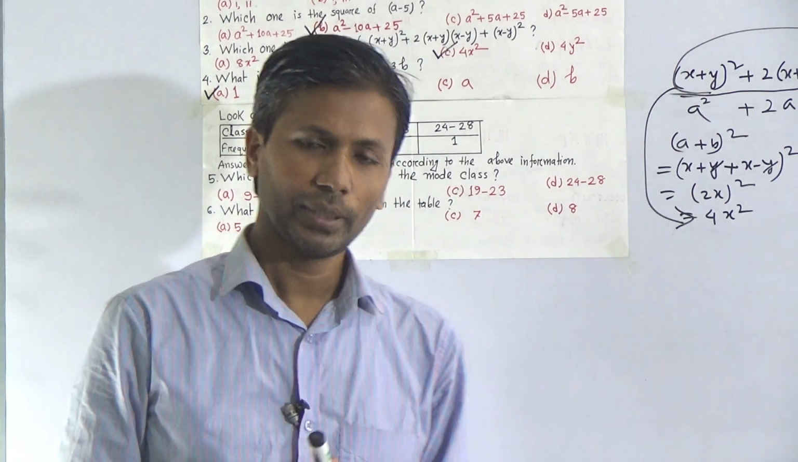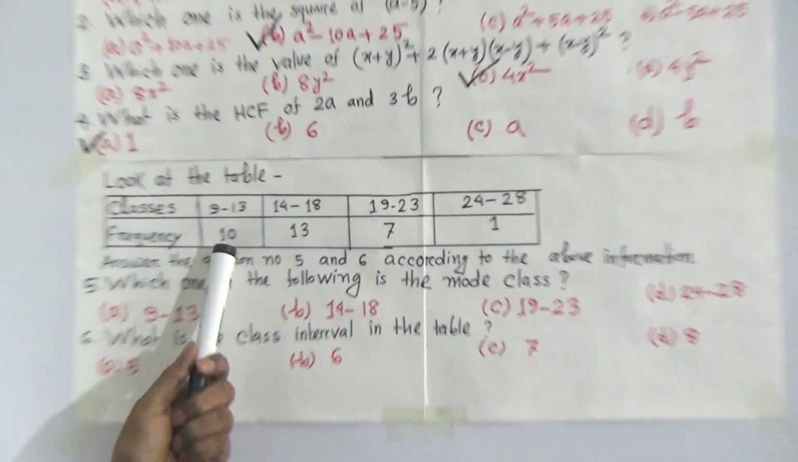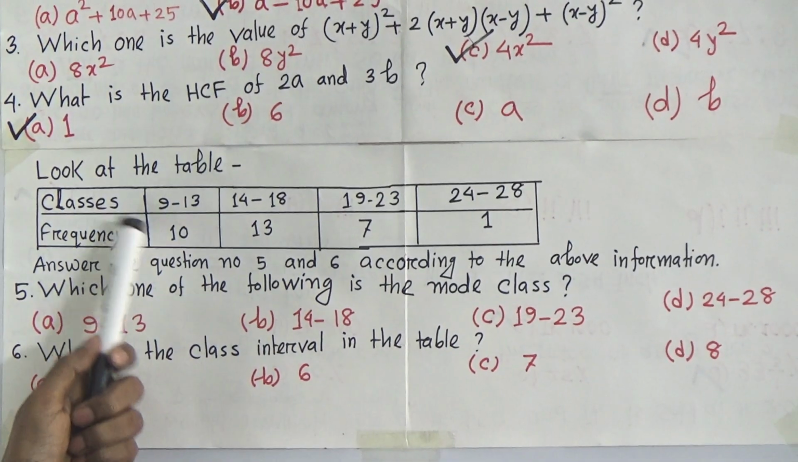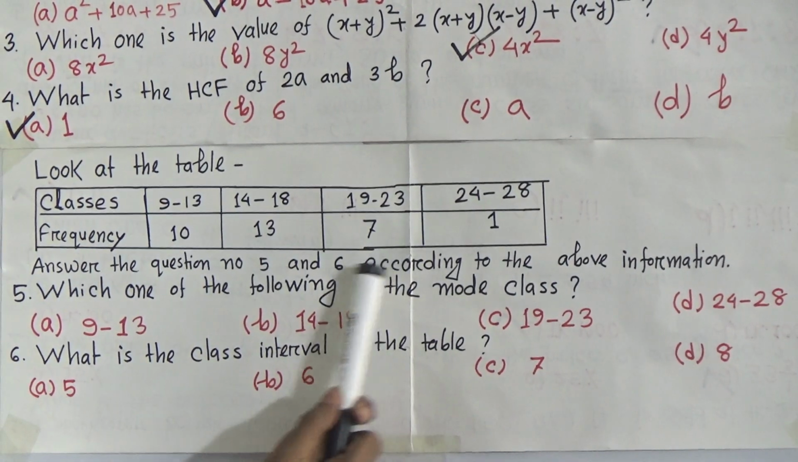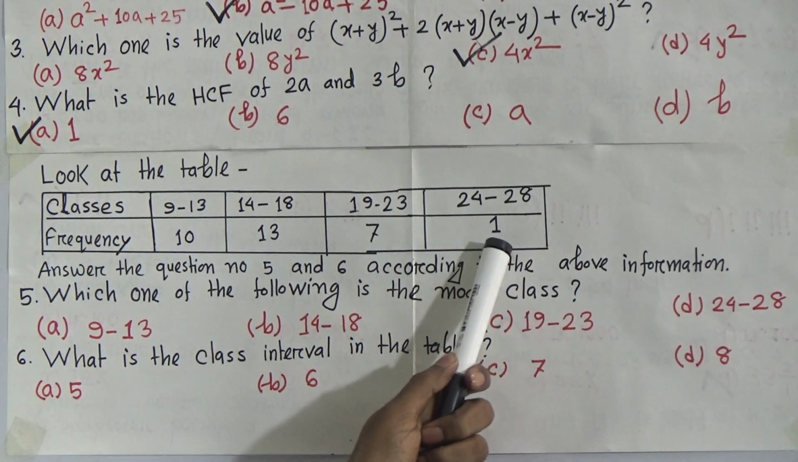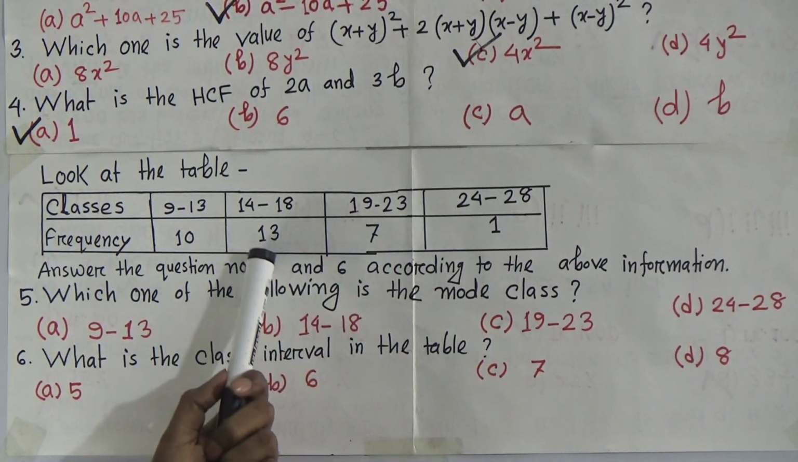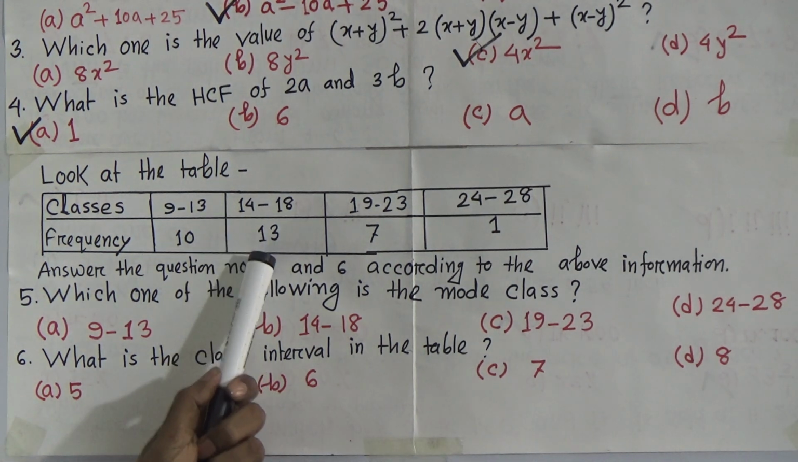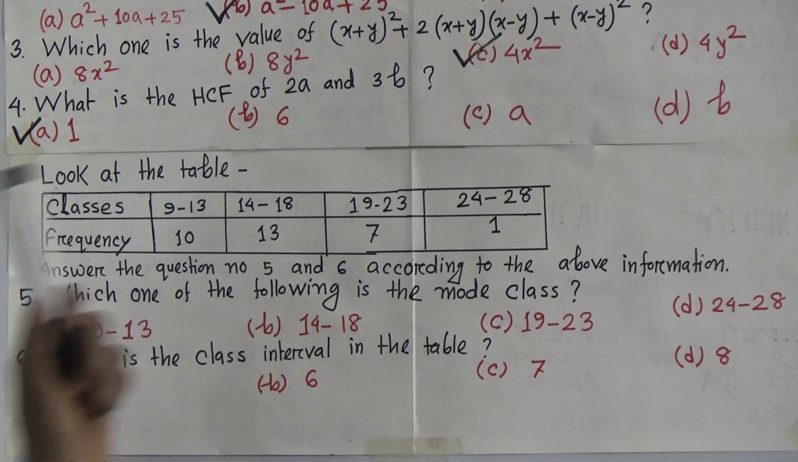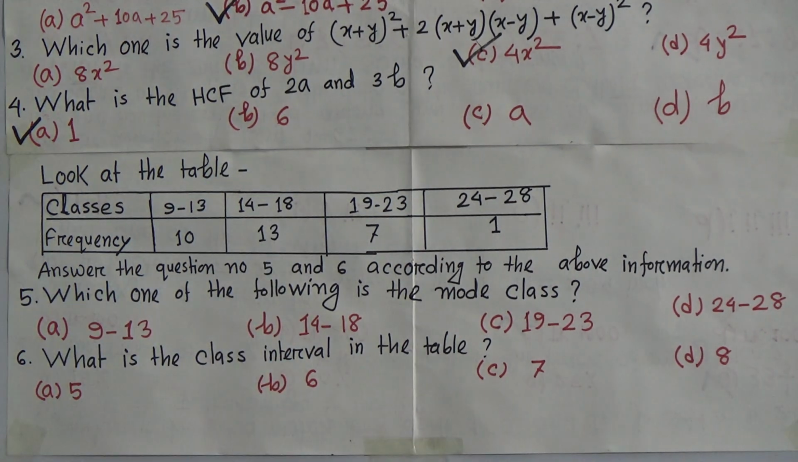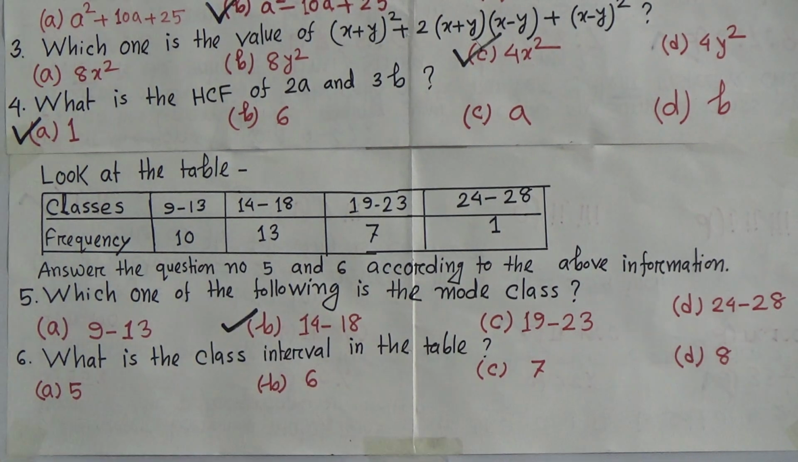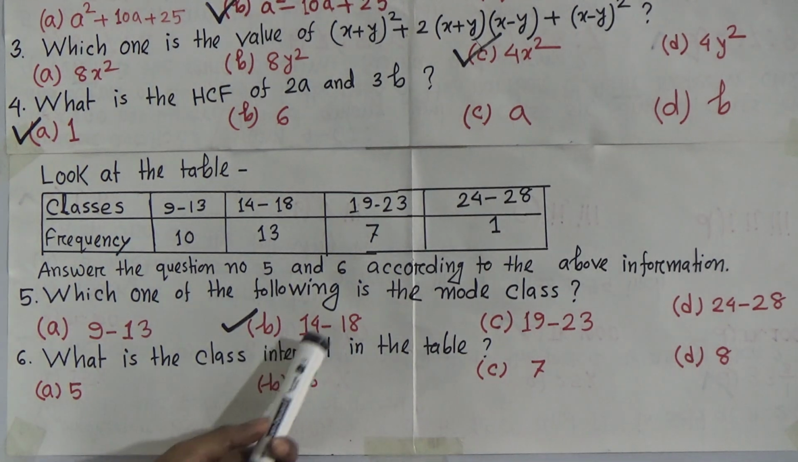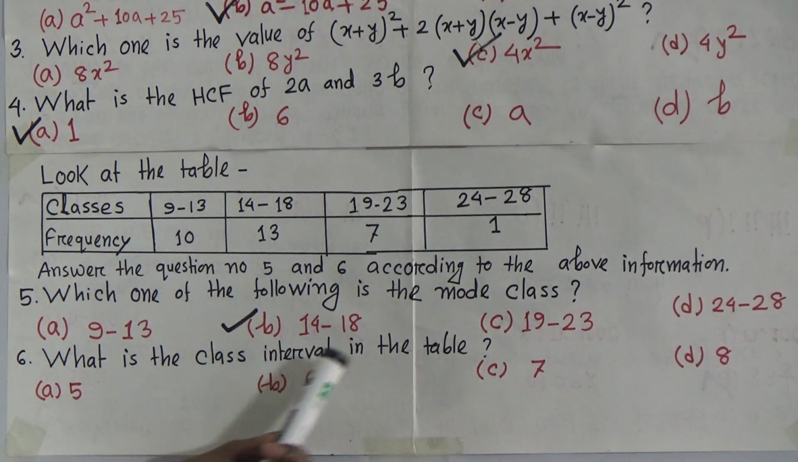That means here, whose frequency is more? 9 to 13 has 10, 14 to 18 has 13, 19 to 23 has 7, 24 to 28 has 1. So which one is the most? 13 is the most, and 13 is in which class interval? 14 to 18. So our answer will be 14 to 18. Give a tick sign. That means the mode class is 14 to 18.